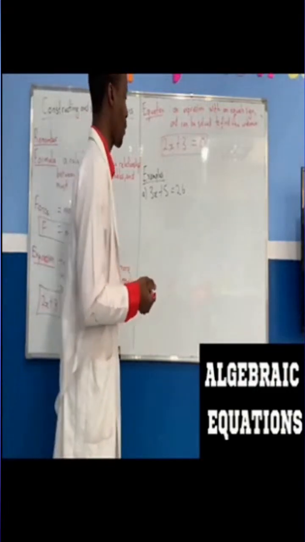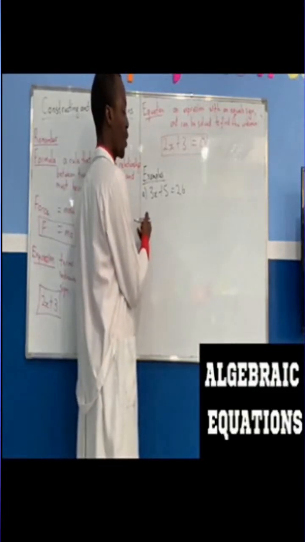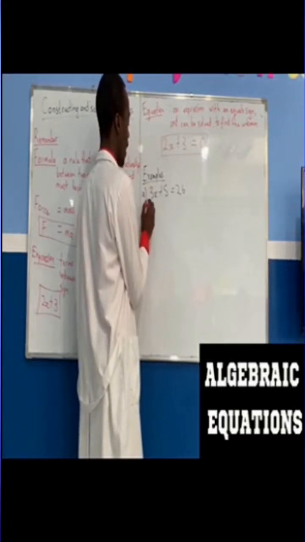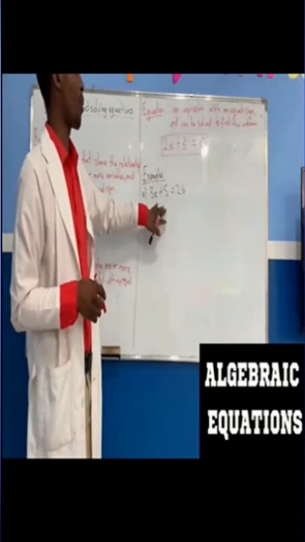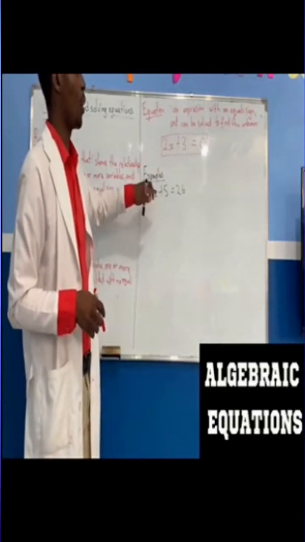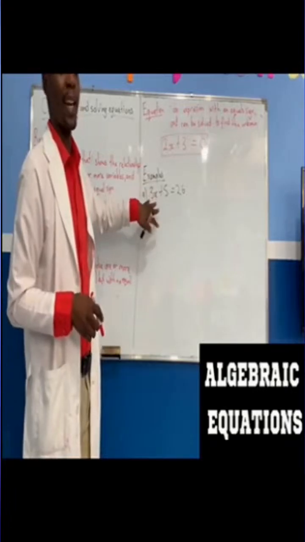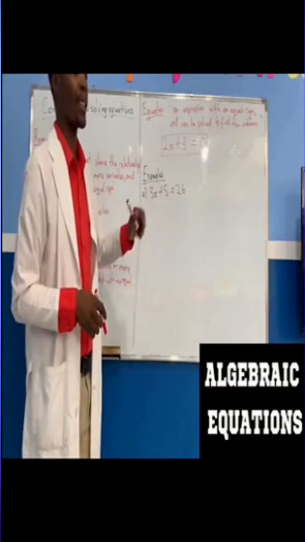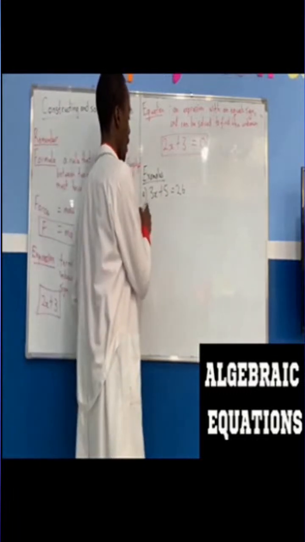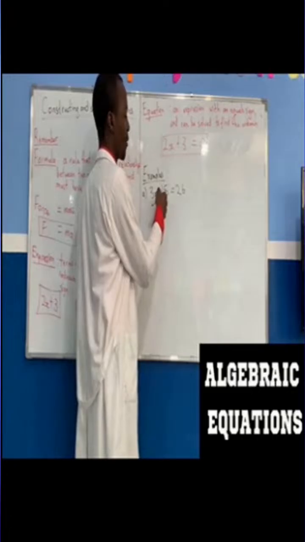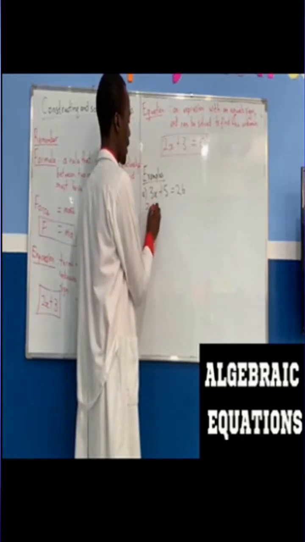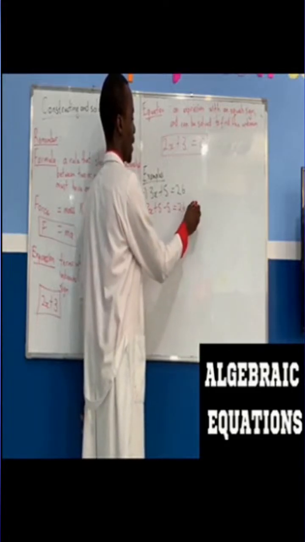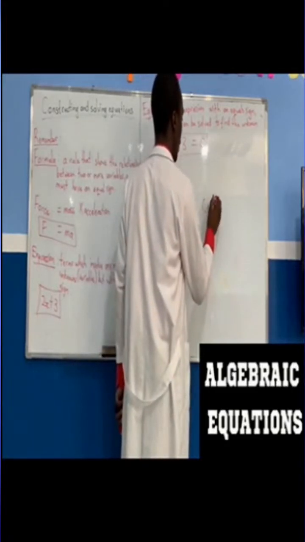Alright, so in this example, we have 3x plus 5 is equal to 26. So for us to solve this problem, we first need to bring like terms together. All terms with x on one side, all terms without x on the other side. To do that, we subtract 5 from both sides. That's what we did, so that our equation remains balanced.